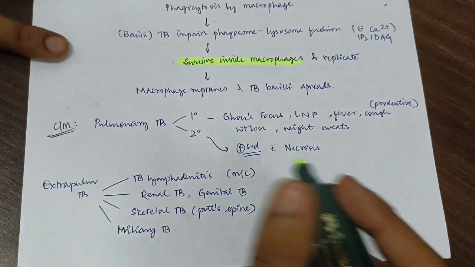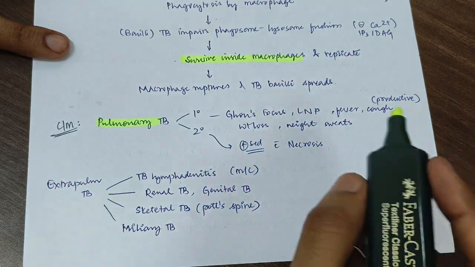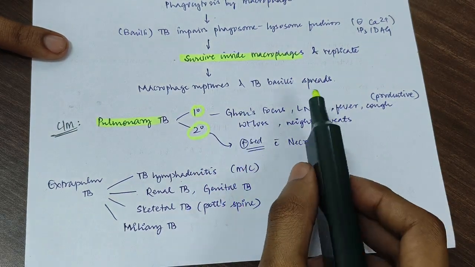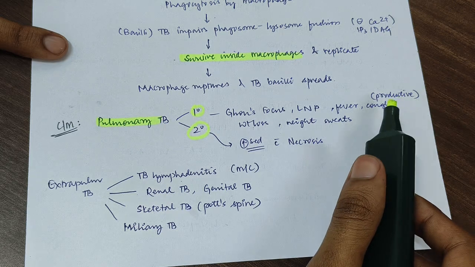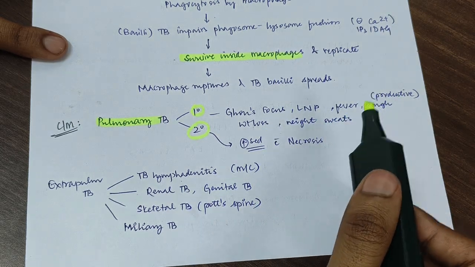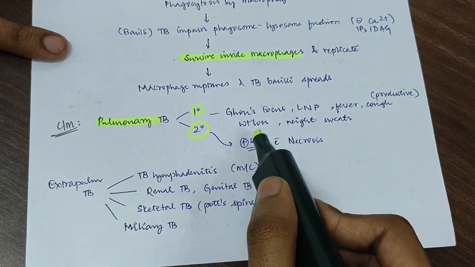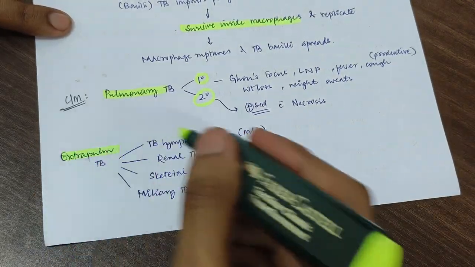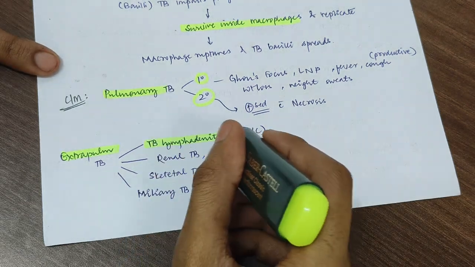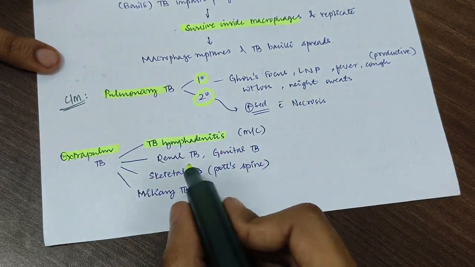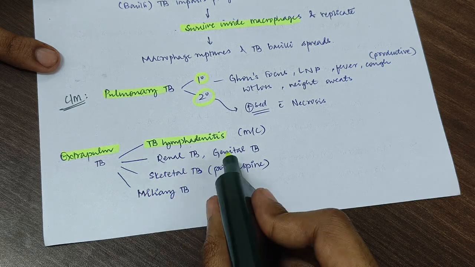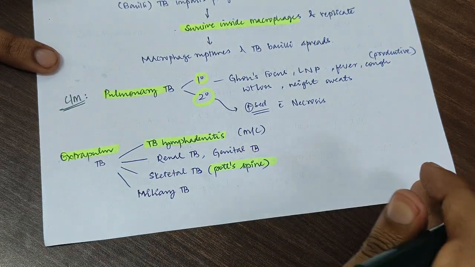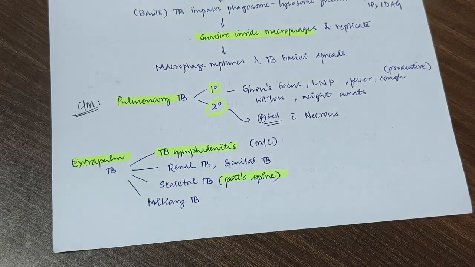Then the clinical manifestation, mainly pulmonary TB. Primary and secondary are the types. In primary, you are going to see bronchopneumonia, lymphadenopathy, fever, productive cough, weight loss, night sweats. In secondary, all these features are increased, with necrosis. Extrapulmonary TB has a variety, but the most common is lymphadenitis. Then you are going to see renal TB, genital TB, skeletal TB, miliary TB. Pott's spine, it is called Pott's spine. You are going to study it in orthopedics.